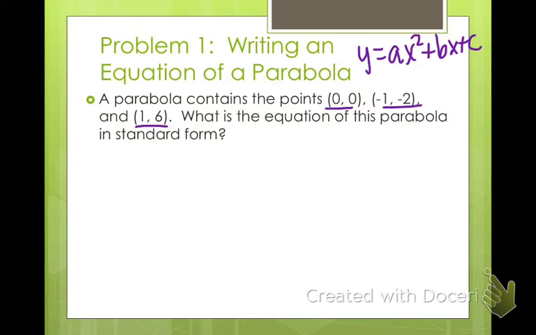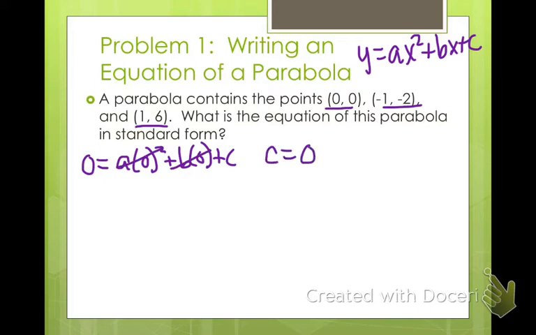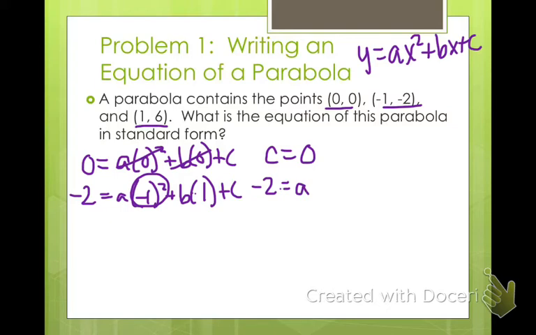Okay, so for my first equation, I put in 0 equals a times 0 squared plus b times 0 plus c. So that cancels and that cancels, so I get c equals 0. That's going to be really nice. Alright, I get -2 equals a times (-1) squared plus b times -1 plus c. When I simplify that one, (-1) squared is positive 1. So I get -2 equals a minus b plus c.